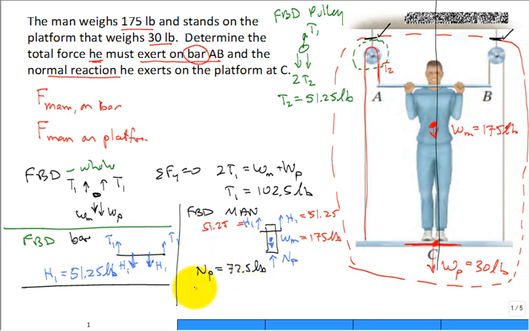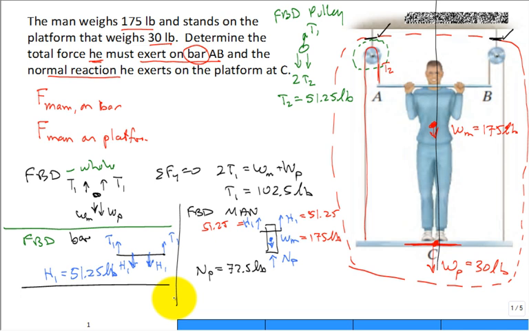72.5 pounds. Let me ask you this. You take a bathroom scale and you put it on the platform and you stand on the bathroom scale. And that's basically going to measure the force between the bottom of the shoe and the platform down there. And that scale would show 72.5 pounds. That's what it would show.